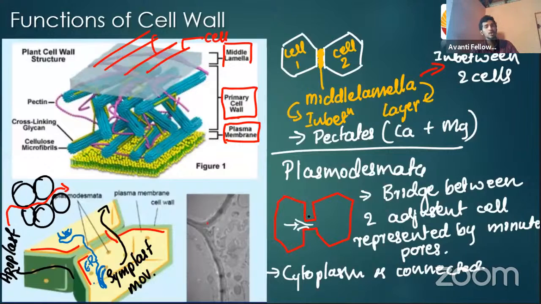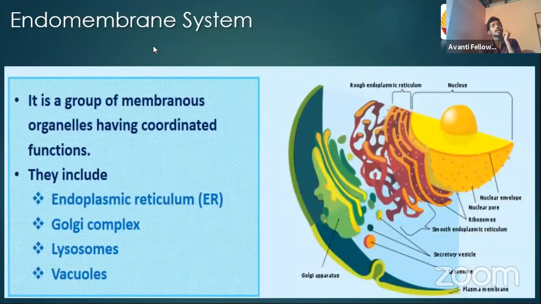Okay. Next one is the endomembrane system. This is really important. What's the meaning of endomembrane system? So now we are going to study the actual organelles. There is a group of organelles. They are connected to one another and they show coordinated movement. Remember, all of them are membrane bound, especially single membrane bound.